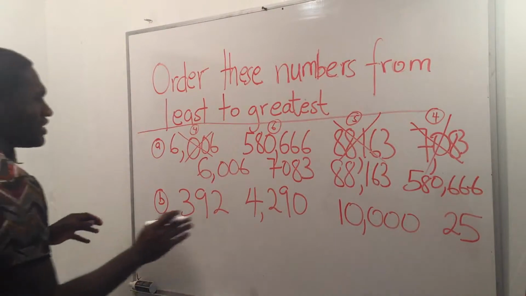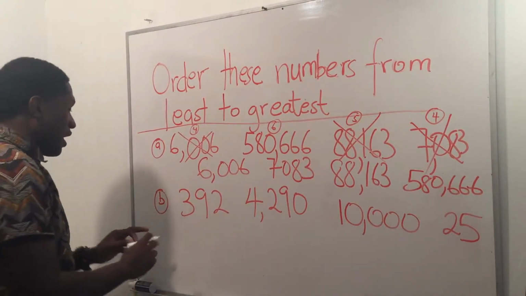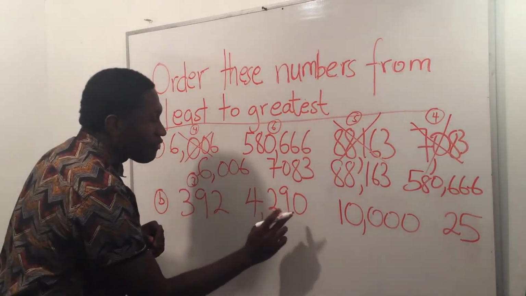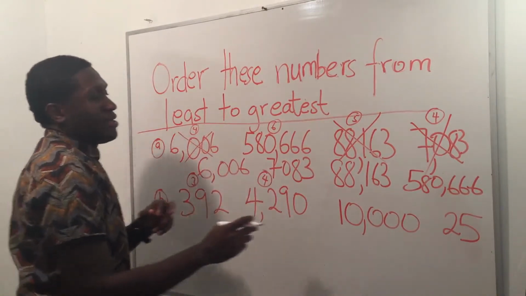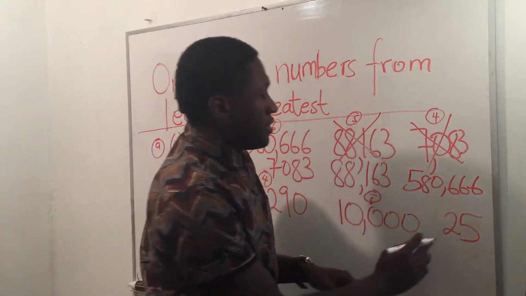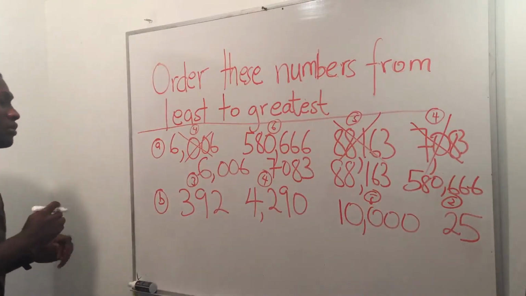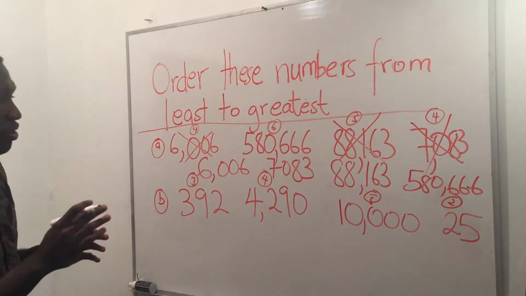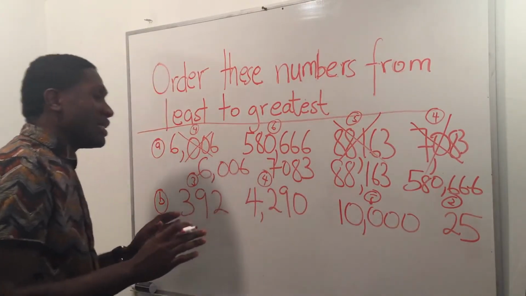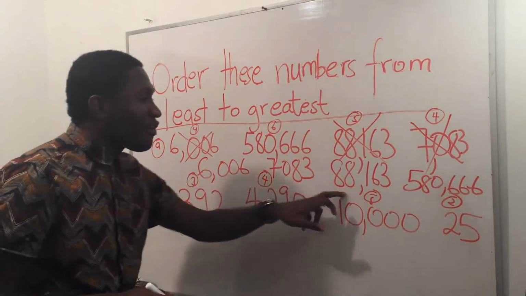Alright, so now let me do the next ones to make sure I really got this. So this next one right here, I have 3 digits. That one, 1, 2, 3, 4. I have 4 digits. This one, I have 1, 2, 3, 4, 5. I got 5 digits. This one, I see 1, 2. I got 2 digits. So again, if I have few digits, that means it's the least. The more digits I have, the more it is. So 3 digits, 4, 5, 2.